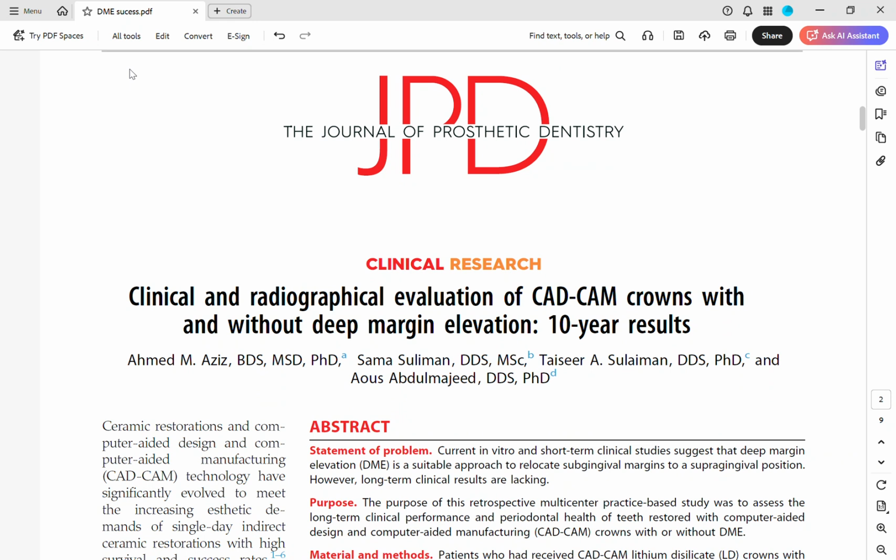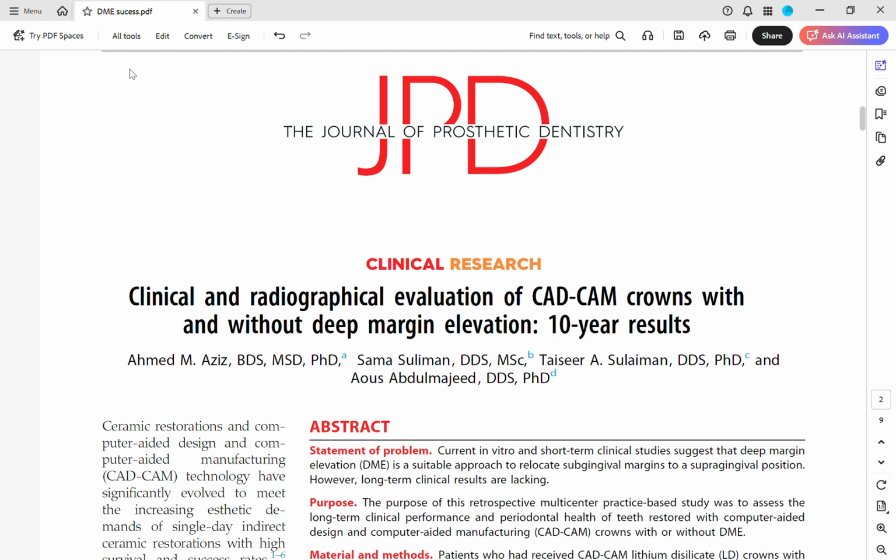So today we have an article about deep margin elevation, which is a technique to relocate the subgingival margin to an equigingival or supragingival margin. This technique is considered non-invasive compared to surgical crown lengthening or orthodontic extrusion, and it facilitates impression taking and crown cementation. It is considered a valuable technique in endodontically treated teeth, as the majority of the teeth that we encounter in our practice have deep margins.